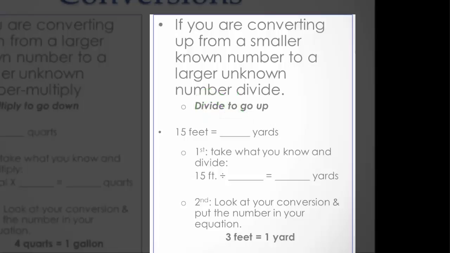My first step tells me to take what I already know, which is 15 feet, and as I said before, we're using division because we're going from a smaller measurement to a larger measurement. So I'm going to take 15 feet and divide it by whatever my relationship is.